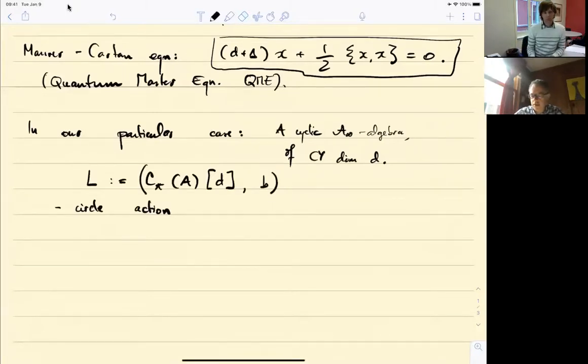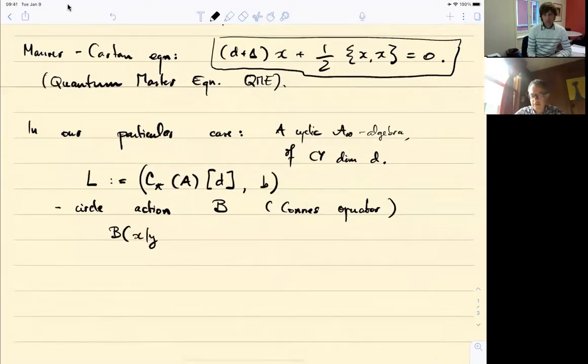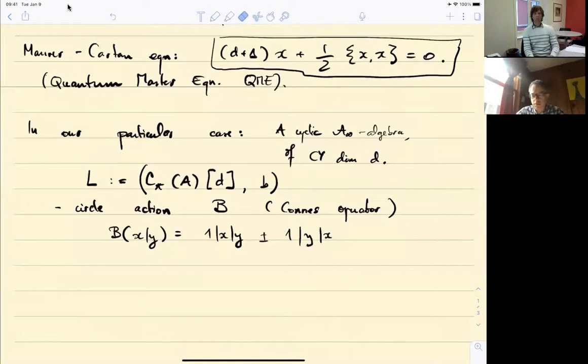given by the operator big B, the Connes operator. If you don't know what that is, it's something of the following sort. I'm going to write it again without signs, but something like B of x bar y, for example, will be 1 bar x bar y plus or minus 1 bar y bar x. So what you do is you take your tensor and cyclically permute its inputs and put a 1 in front. So it obviously increases the Hochschild degree by going from a 2 tensor to a 3 tensor.